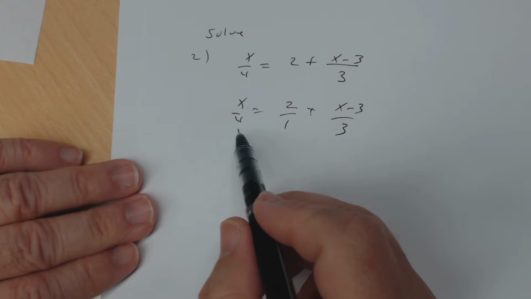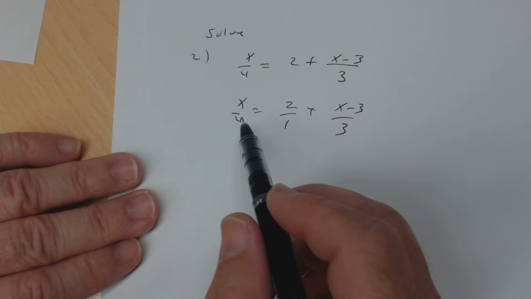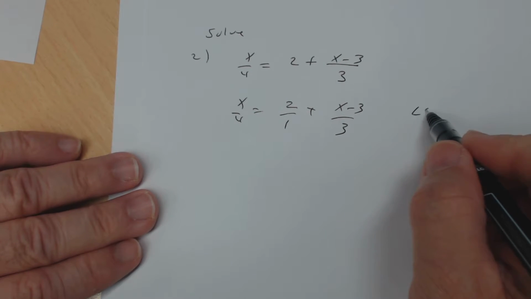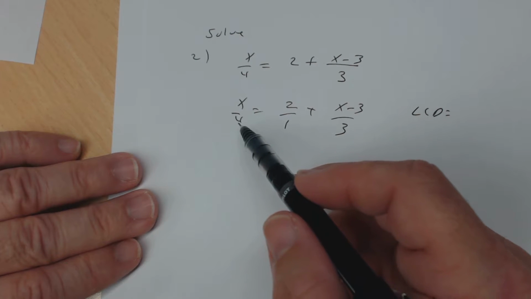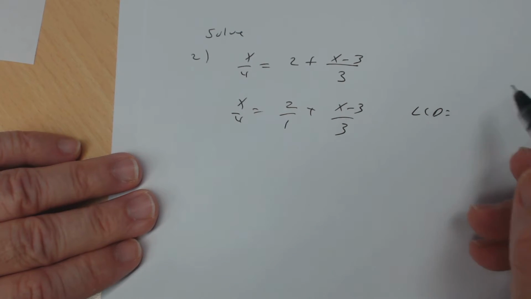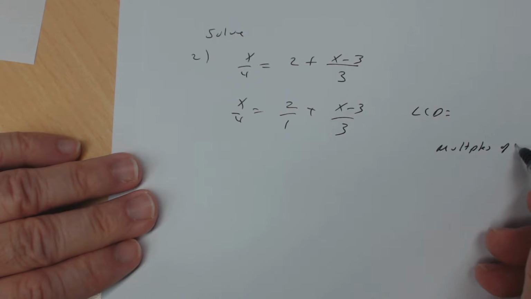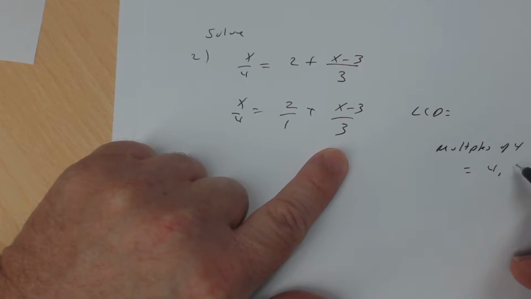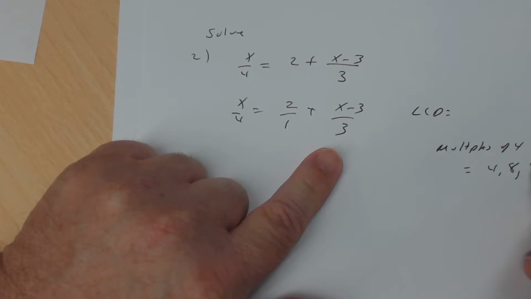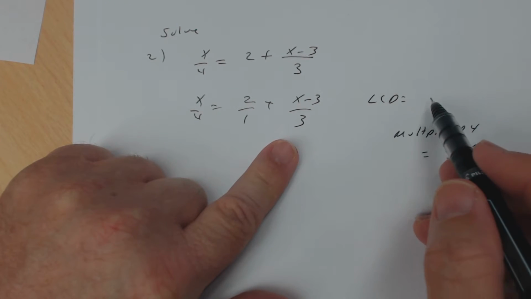All right, so if you look at all these fractions, the denominators of these fractions, 4, 1, and 3. Now, it's probably easier here for you to see that the LCD would have to be 12. Because if you look at multiples of 4, you get 4, and 3 does not go into 4 evenly. The next one is 8. 4 times 2 is 8. 3 does not go into 8 evenly. The next one is 12, and 3 goes into 12 evenly. So the LCD is 12.